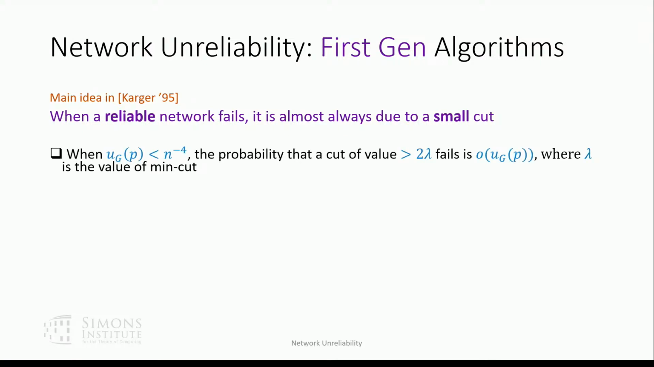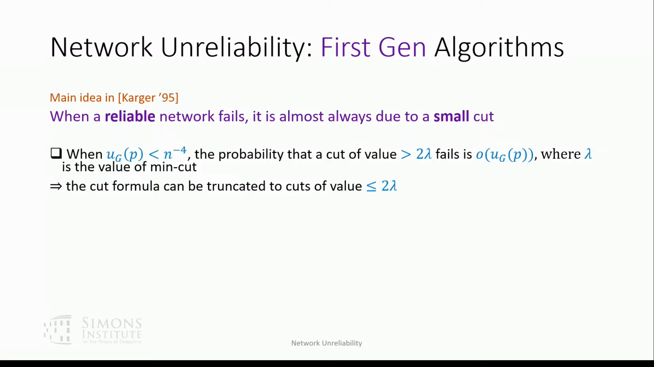In terms of precise numbers, it says that when the unreliability is less than something like n to the minus 4, an inverse polynomial, then the probability that a cut of value greater than twice the minimum cut fails is really tiny compared to the overall unreliability. So I can basically ignore this event. This event is going to be absorbed in my approximation. So as long as unreliability is smaller than 1 over n to the 4, I can ignore everything except the cuts of size at most twice the minimum cut of the graph.